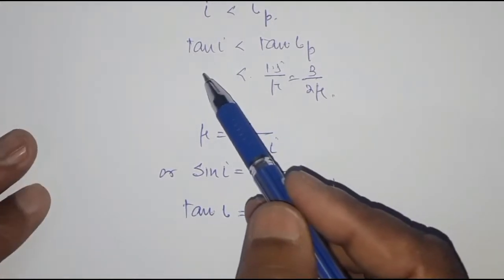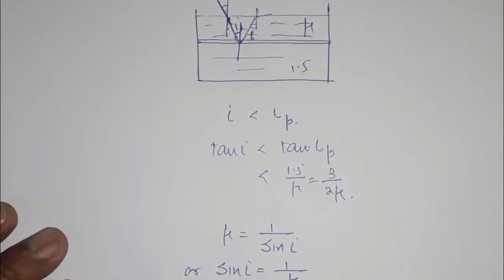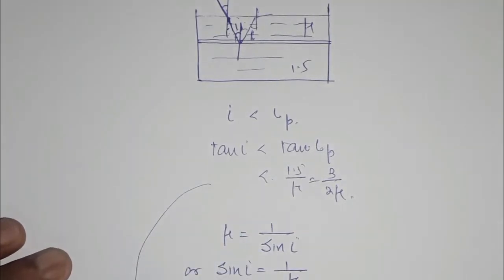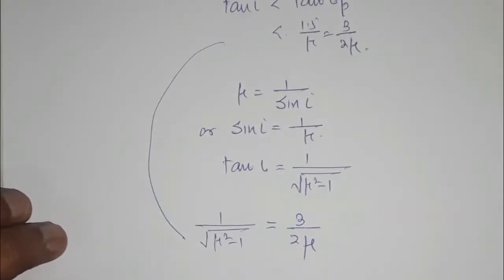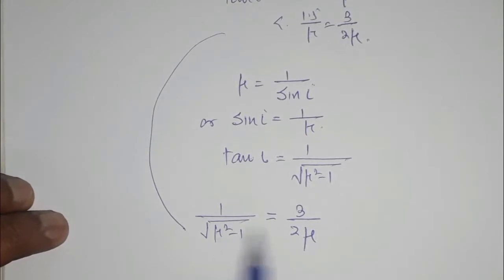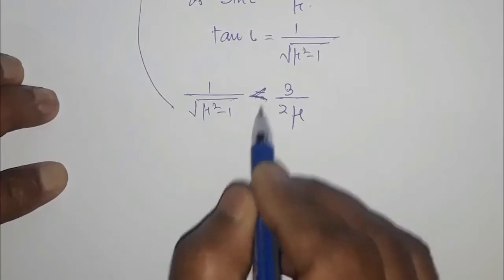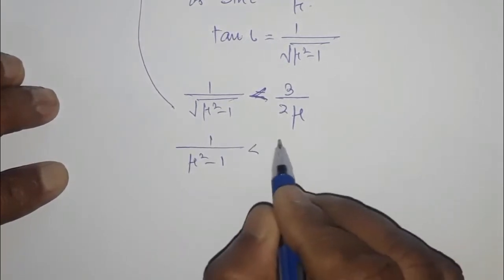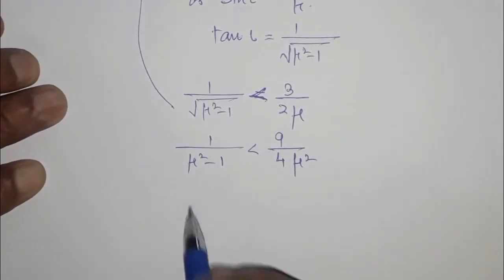So here we reach this conclusion that 1 by root of mu square minus 1 equals 3 by 2 mu. And if this is 3 by 2 mu, that means squaring both sides, this is less than... squaring both sides, 1 by mu square minus 1 is less than 9 by 4 mu square.